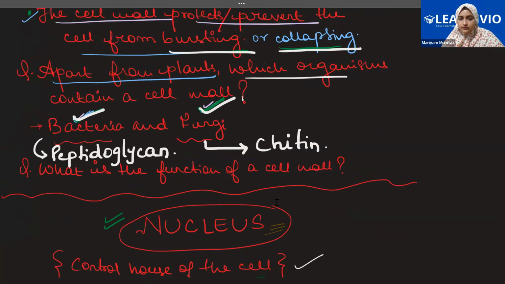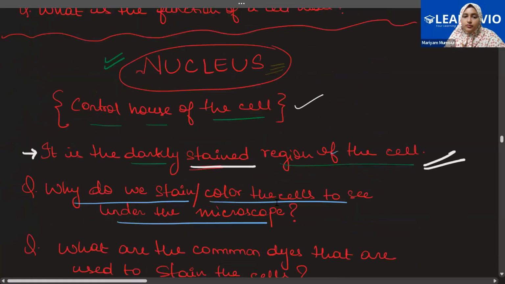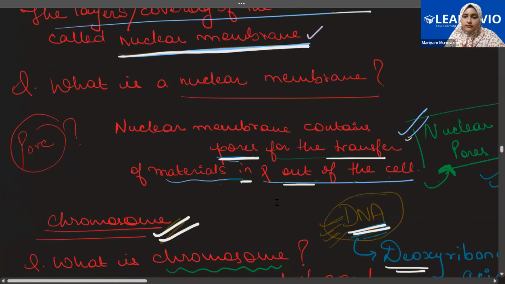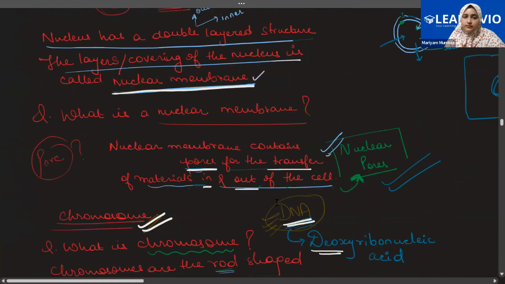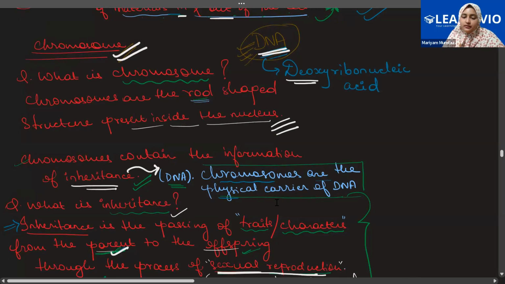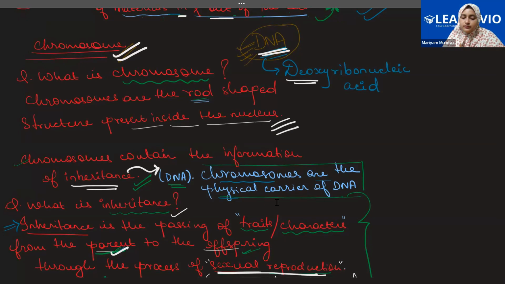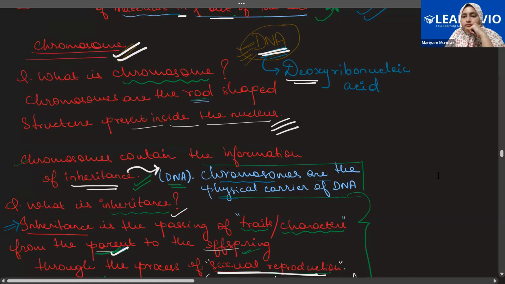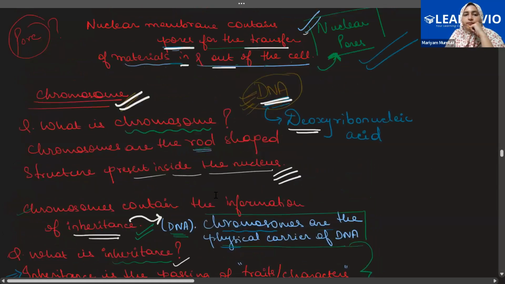Ma'am, till chromosomes. Till chromosomes you've written. Meaning what is chromosome you have to write, or you have completed the whole entire thing? Ma'am, we have only completed that first question. First question, what is chromosome? Yes, ma'am. Okay. All right.